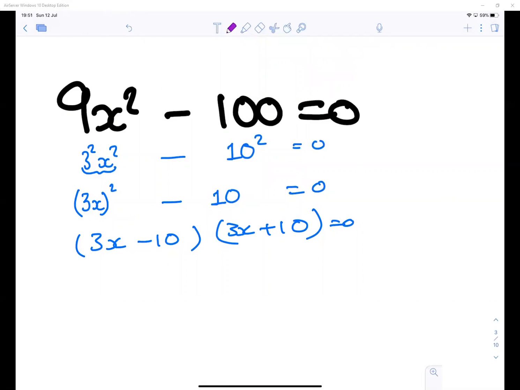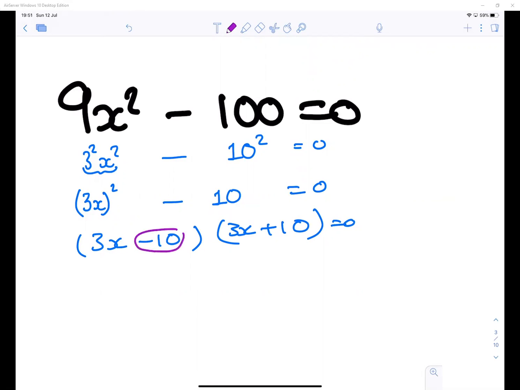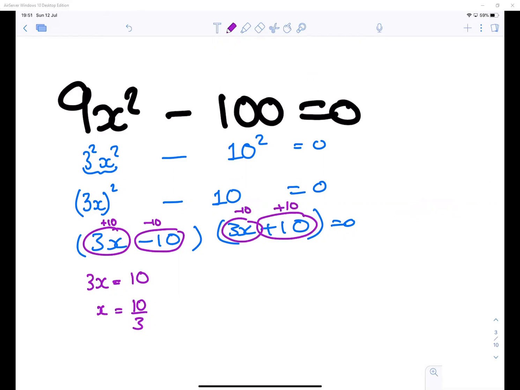So first of all, look here, this is minus 10. So this has to be plus 10 because minus 10 add 10 gives you 0. We have to make the brackets equal to 0. So we say here now that 3x is equal to plus 10. So x is equal to 10 over 3. We just leave it like that for the moment, that's fine. And the next one, if this one is plus 10, then this bit here has to be minus 10. So 3x equals minus 10, so x equals minus 10 over 3.